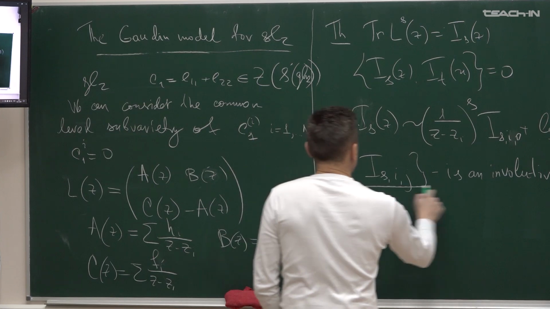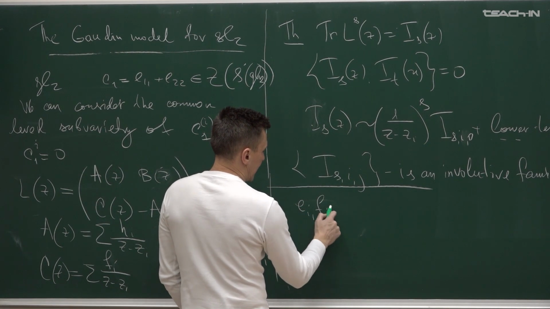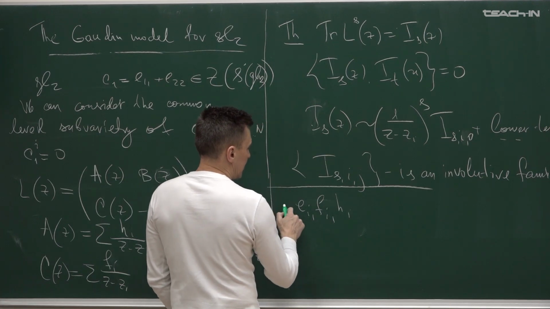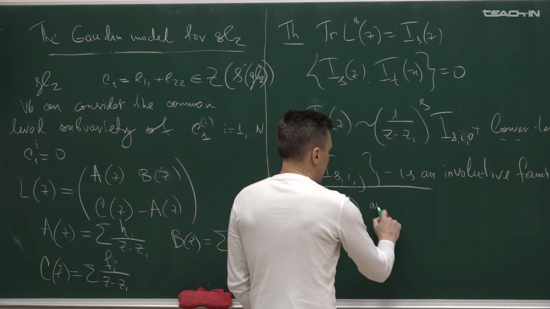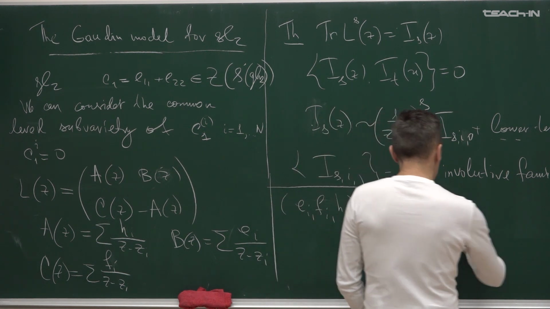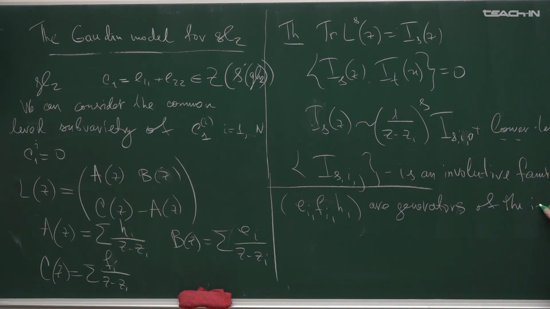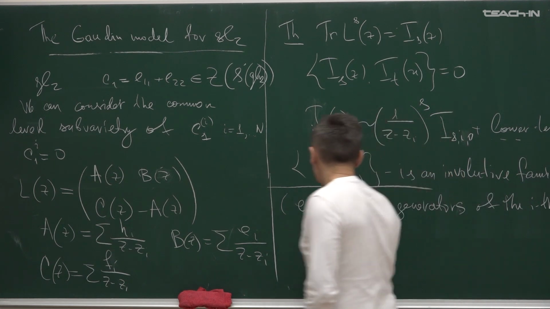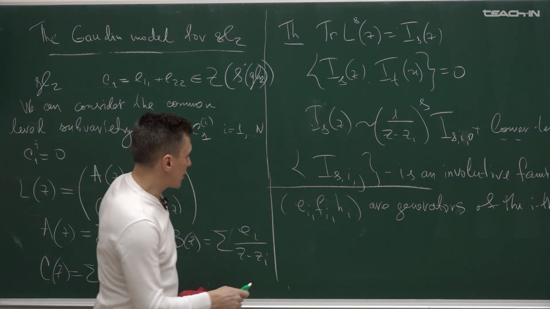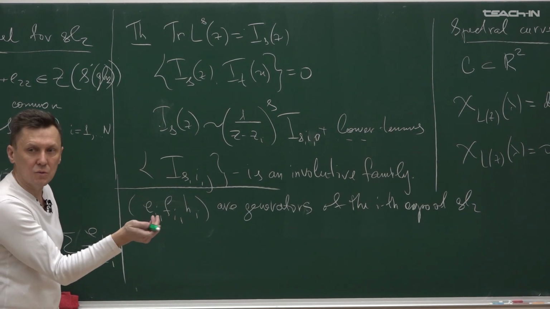There, E_i, F_i, and H_i are generators of the eth copy of SL2. So the commutation relations between these generators are known, but I will write them.